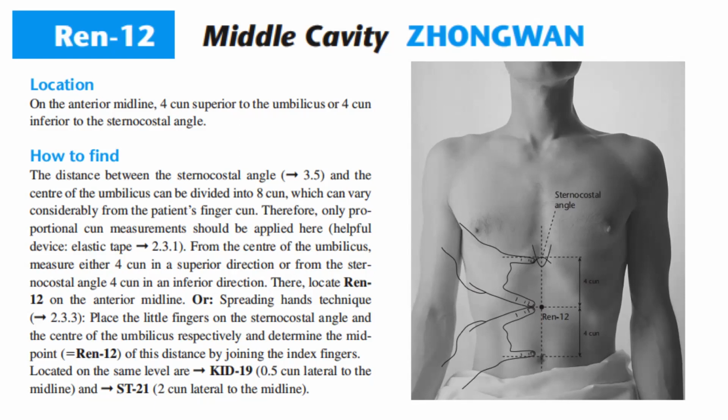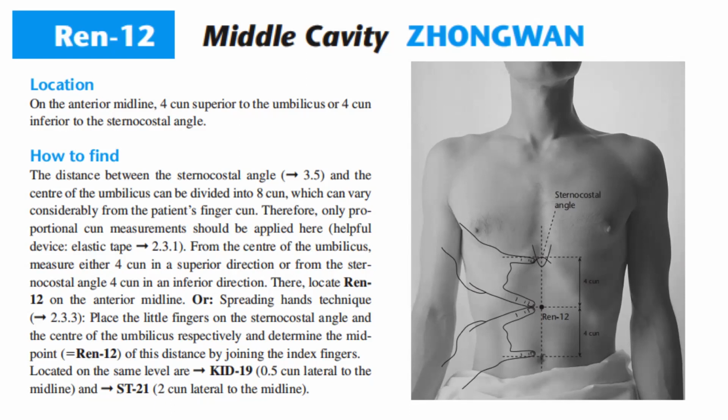There, locate REN 12 on the anterior midline. Or use the spreading hands technique: place the little fingers on the sternocostal angle and the center of the umbilicus respectively and determine the midpoint. So this is now REN 12. Get the midpoint of this distance by joining the index fingers.